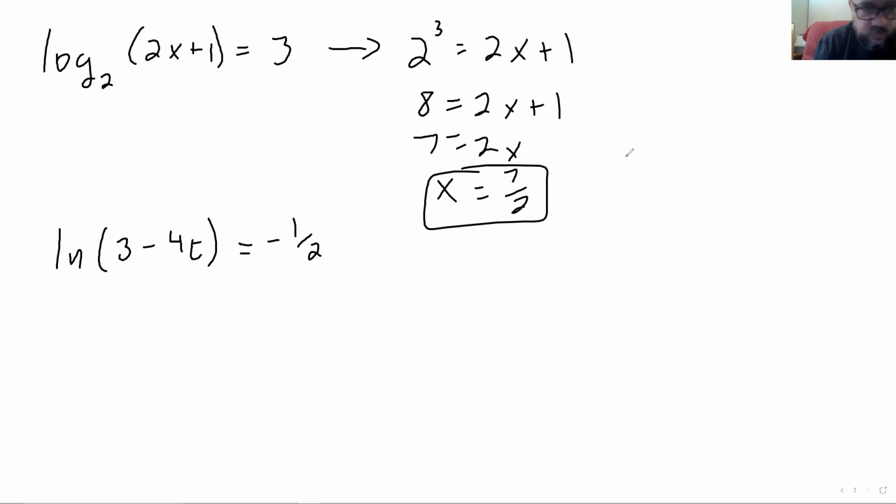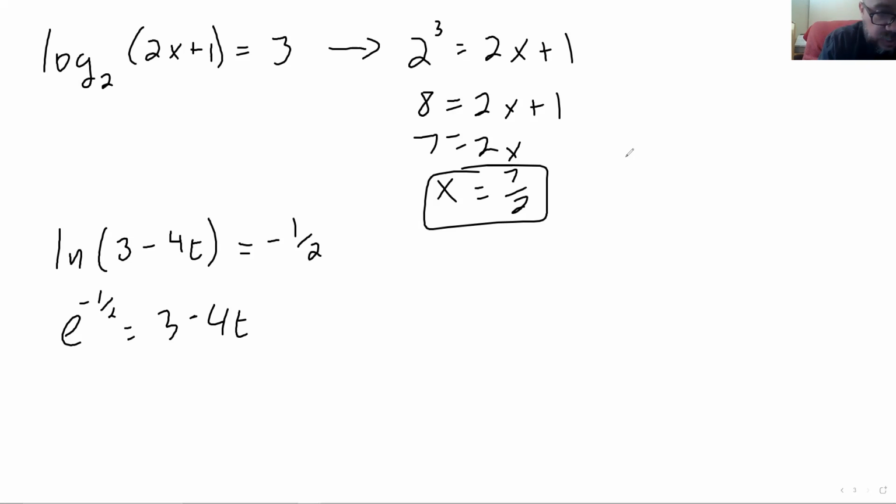That's what I'm going to do. I'm going to switch forms. e to the minus 1/2 equals 3 minus 4t. I'm going to solve for t. This is another one where it's 100% fine to just go ahead and get a decimal approximation right now if you want to. Absolutely fine. I'm not going to bother.